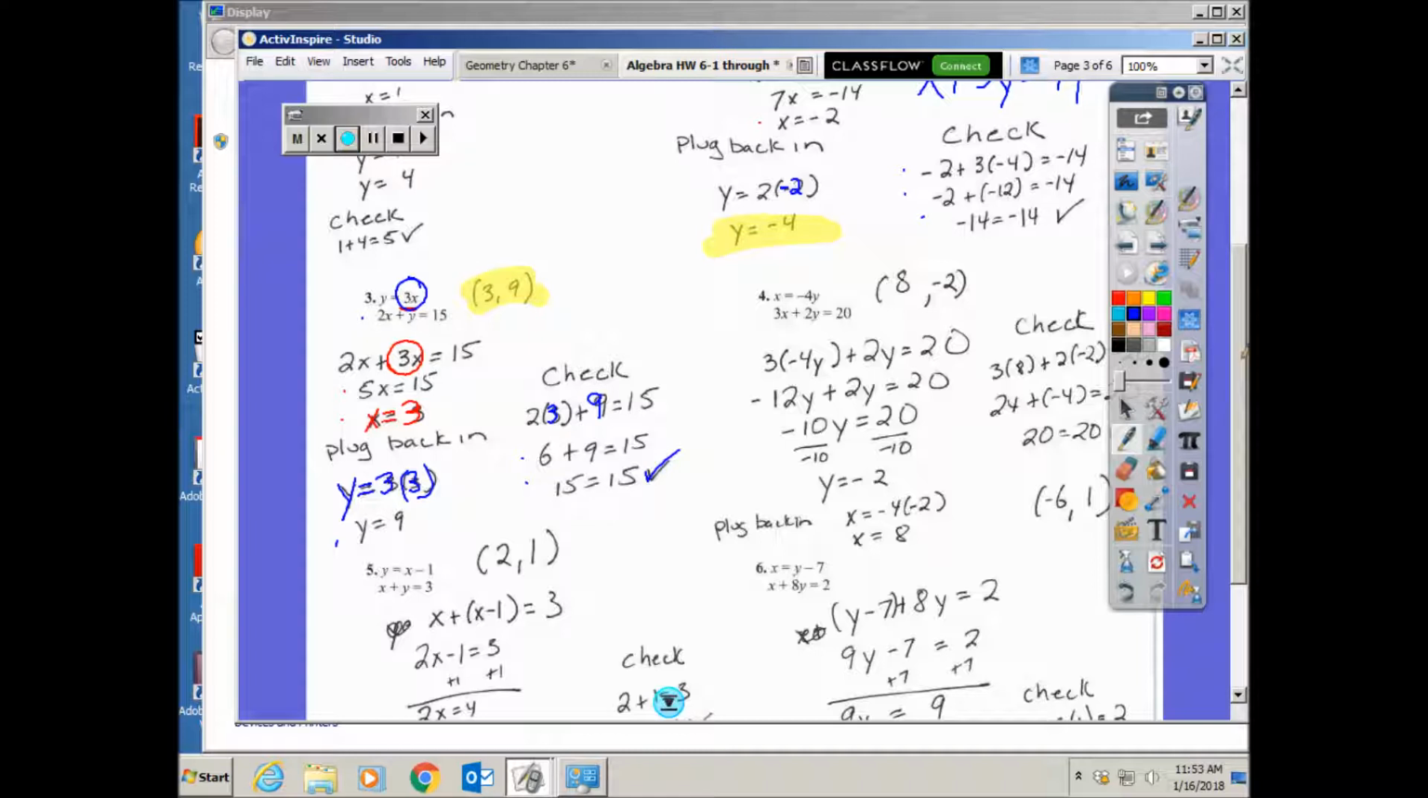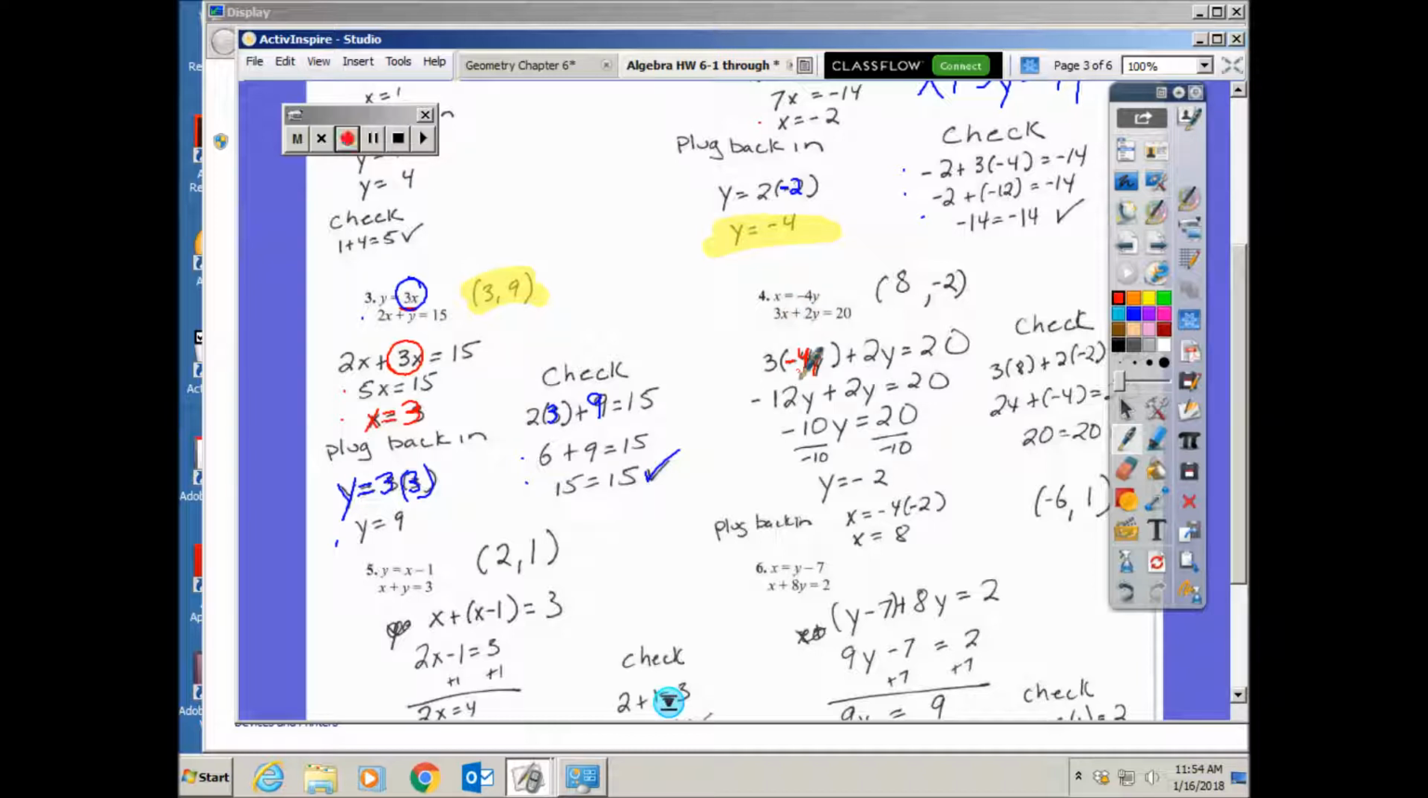Number 4. This is where we're going to switch. They've been telling me y equals something. Now they're telling me x equals something. Doesn't matter which one we do first. It's the same steps. One equation, the variable is isolated. I take the second equation, 3x plus 2y equals 20. I take out the x, and I substitute in negative 4y. Why? Because that's what they said x is equal to. So I'm just taking out one thing, putting in something else that has an equal value.